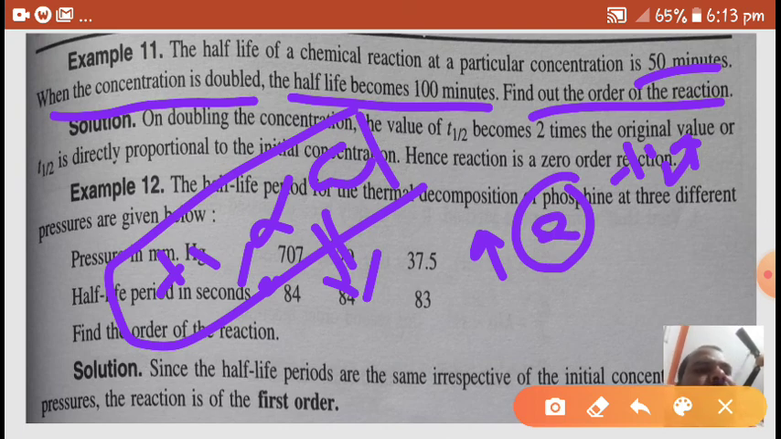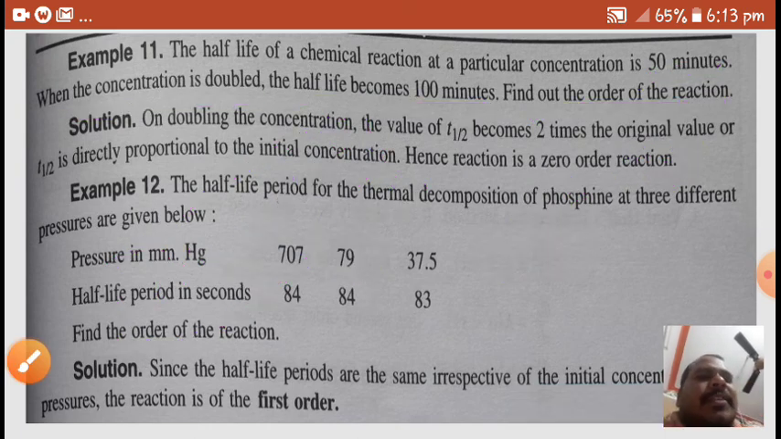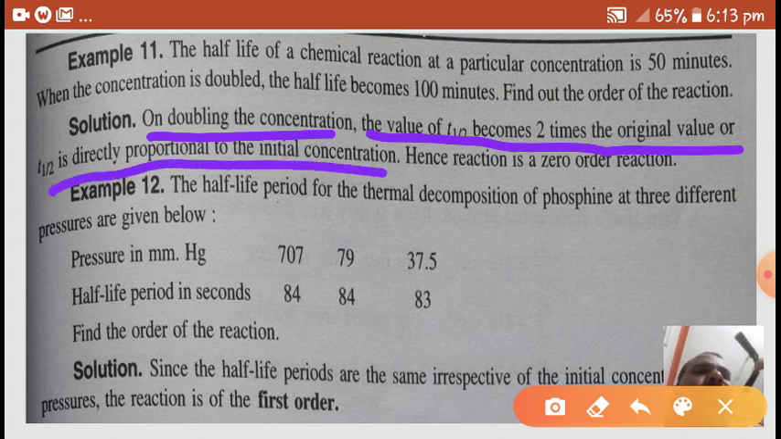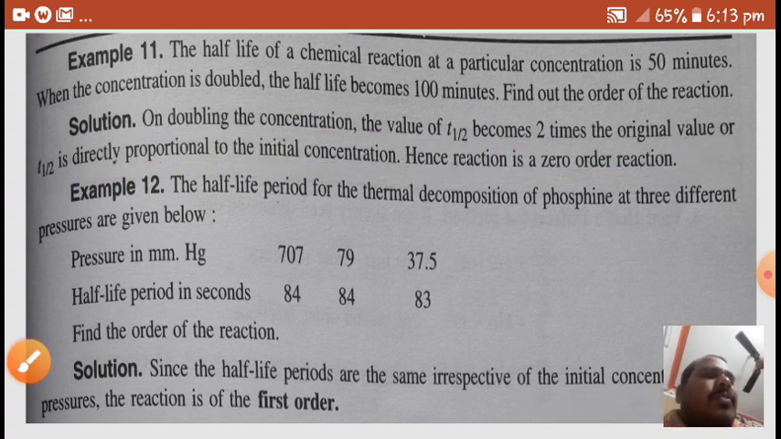Because in a zero order reaction, the half life is directly proportional to the initial concentration of the reactant. So on doubling the concentration, the value of t half becomes 2 times the original value, or t half is directly proportional to the initial concentration. Hence the reaction is a zero order reaction. So with the help of half life, we can also find the order of a reaction.